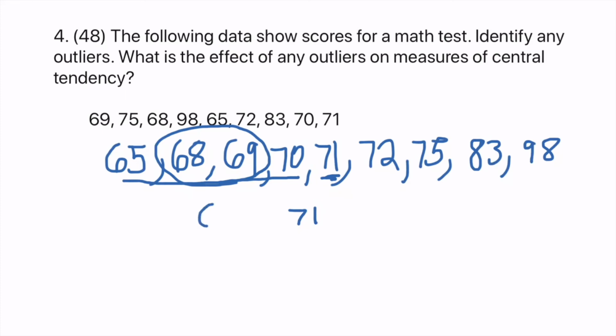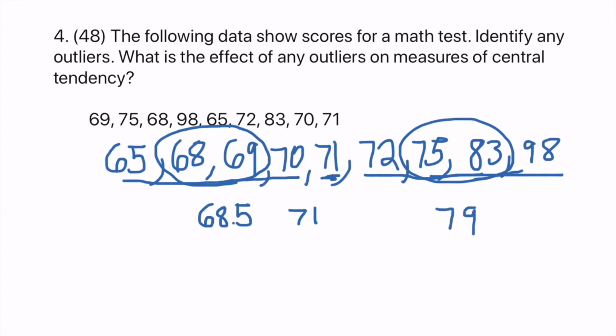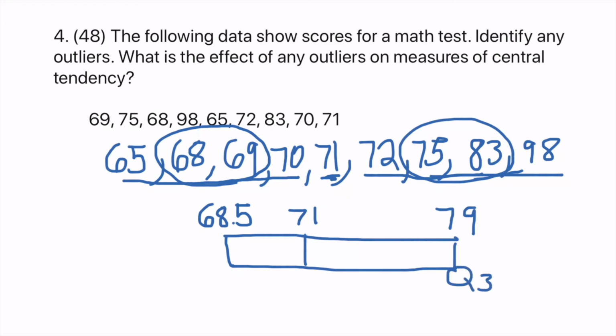So I'm going to write that right here, because that's our quartile 1. And then we need to find the median of the upper data. And again, it's right here. If you add 75 plus 83 and divide by 2, you get 79. So if we were making a box and whisker plot, this would be our box, and this is our quartile 3, and this is our quartile 1. And then we have our extremes, which are 98 and 65. So we just made our box and whisker plot.